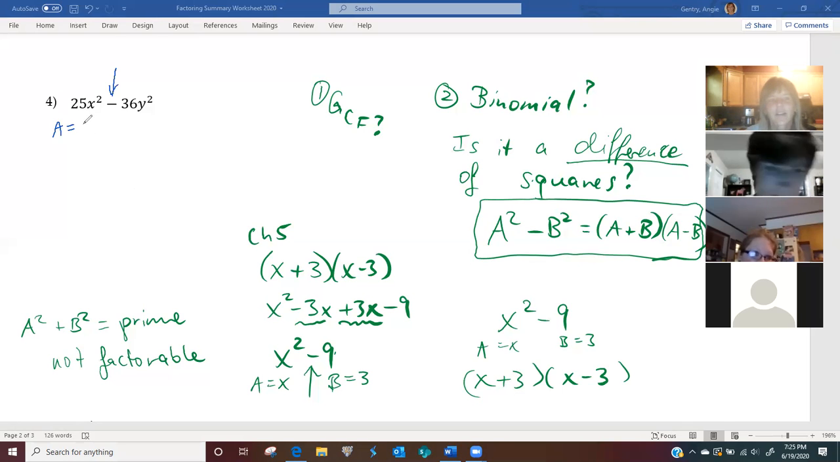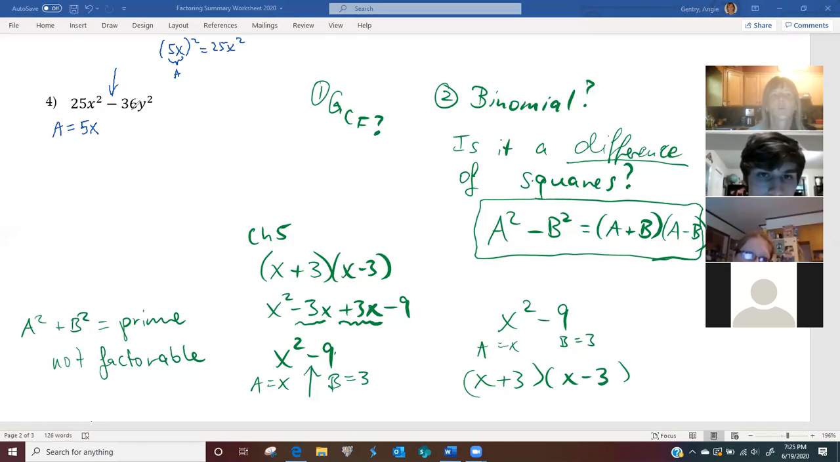5 squared equals 25. So what squared would be 25x squared? You would say a 5 and an x. You see it? Because 5x quantity squared is 25x squared. So this inside here would be your a, you see?